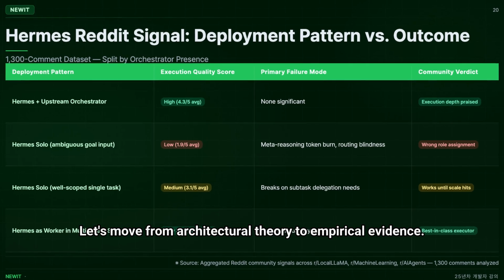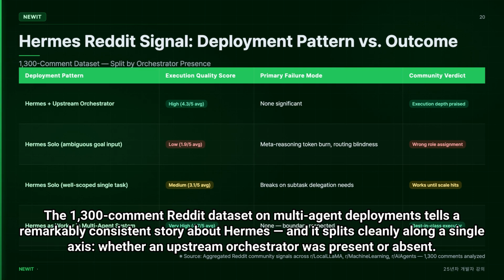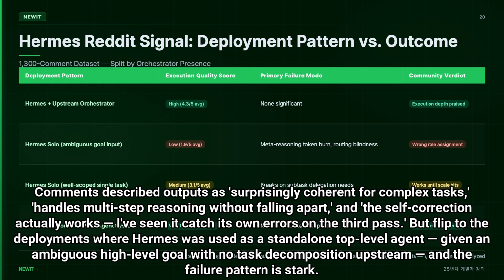Let's move from architectural theory to empirical evidence. The 1-300 comment Reddit dataset on multi-agent deployments tells a remarkably consistent story about Hermes, and it splits cleanly along a single axis: whether an upstream orchestrator was present or absent. When Hermes operated with a properly structured task contract from an upstream orchestrator, user satisfaction on execution quality was among the highest in the dataset. Comments described outputs as "surprisingly coherent for complex tasks," "handles multi-step reasoning without falling apart," and "the self-correction actually works. I've seen it catch its own errors on the third pass."